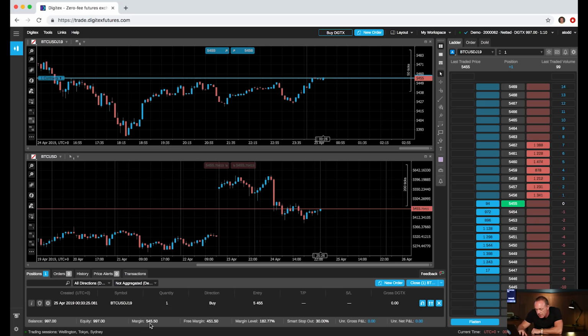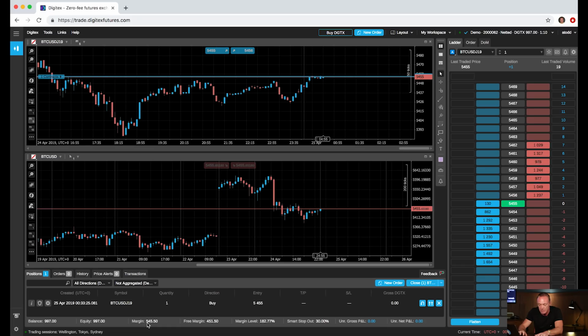You can see the margin here. Required margin is 545 Digitex tokens because this is at 10x leverage. Up at the top here, you can see it's at 10x leverage. Incidentally, the trader can't change his leverage either. That's out too. That's not possible. But again, not a deal killer. But anyway, we're on 10x leverage. So to buy one contract at 54.55, you need 545 Digitex tokens.